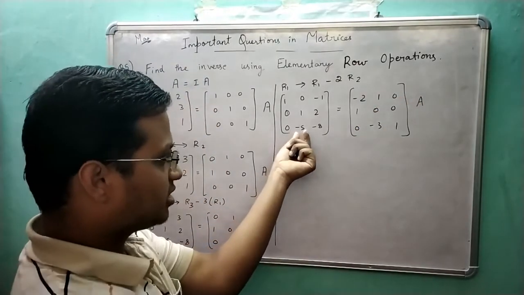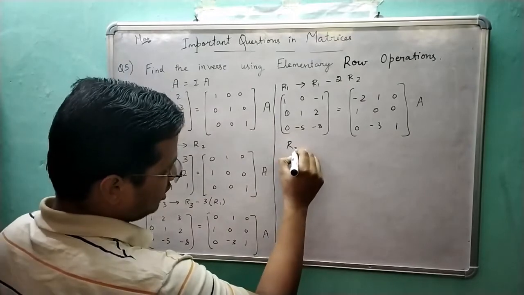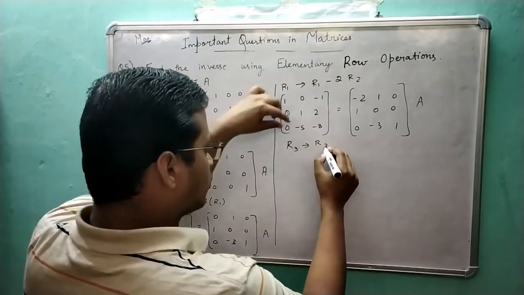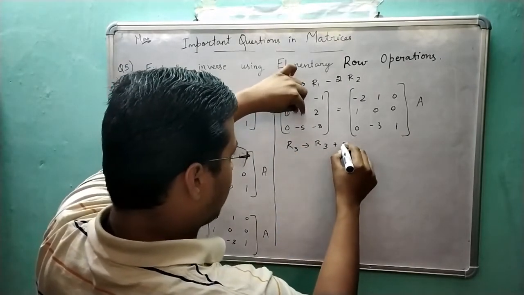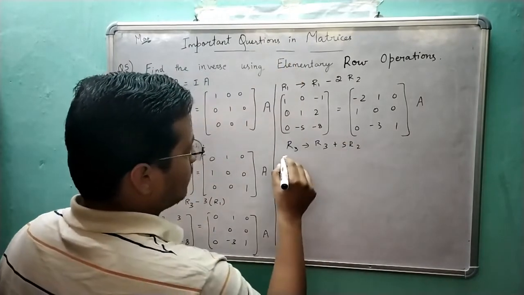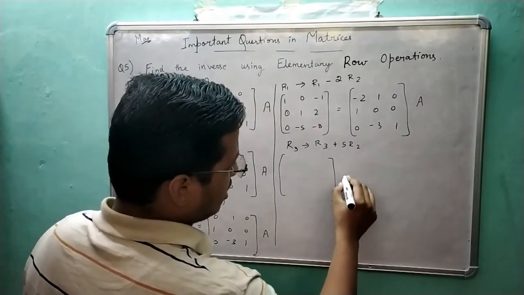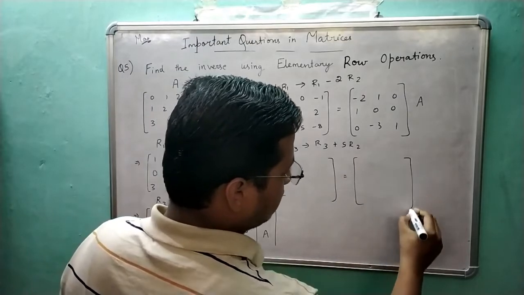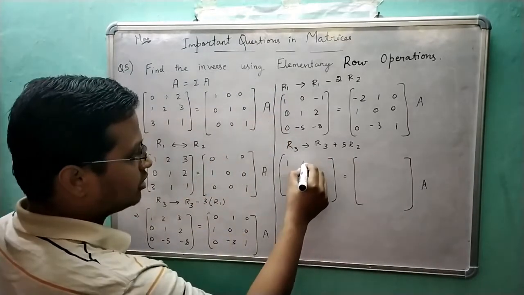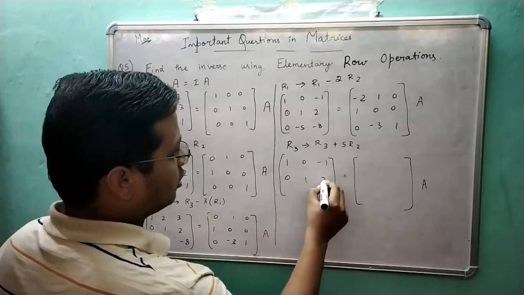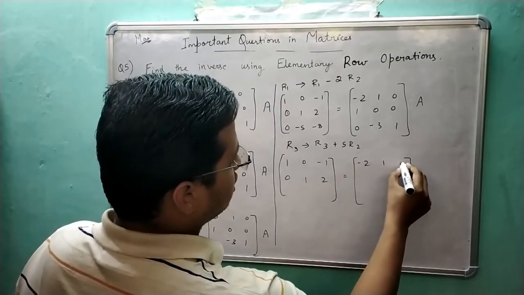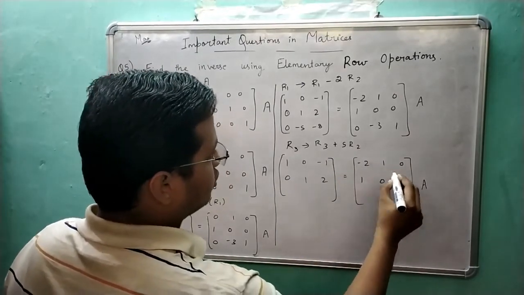Similarly, we have to make this 0. So R3 changes to R3 plus 5 times R2. Since R3 is changing, R1 and R2 will remain as they are. So 1, 0, minus 1, 0, 1, 2, minus 2, 1, 0, 1, 0, 0.